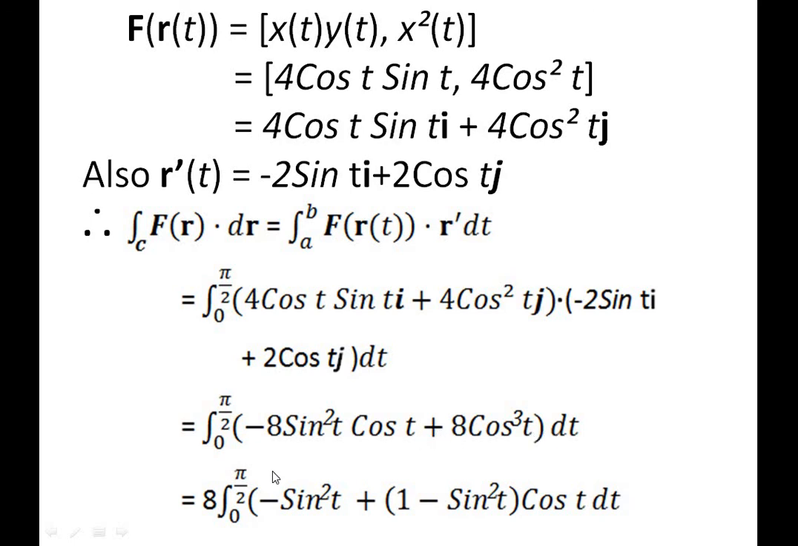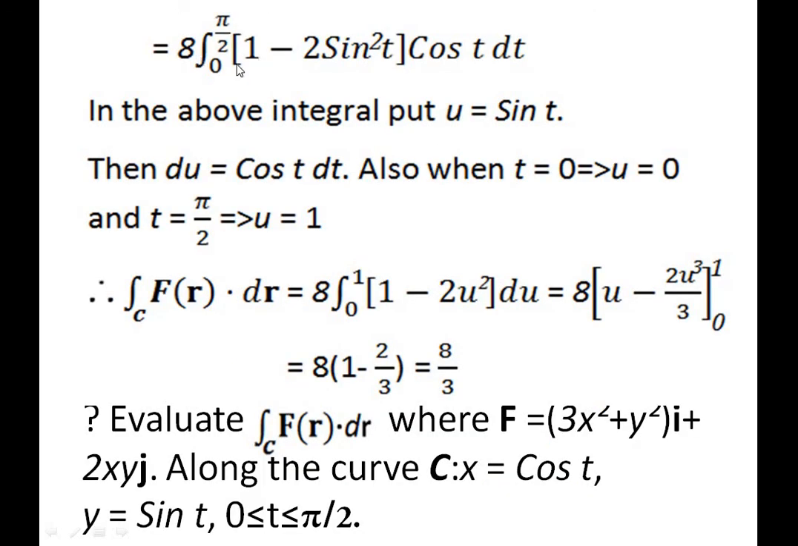Here we take 8 outside and cos t outside, then we get 8 into the integral from 0 to pi by 2 of minus sin square t plus cos square t, times cos t. We know that sin square t plus cos square t equal to 1, by the trigonometric identity, so cos square t equal to 1 minus sin square t. That is 8 into the integral from 0 to pi by 2 of minus sin square t plus 1 minus sin square t, times cos t dt. That's equal to 8 into the integral from 0 to pi by 2 of 1 minus 2 sin square t, times cos t dt.